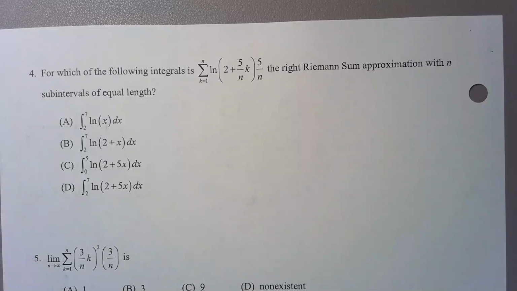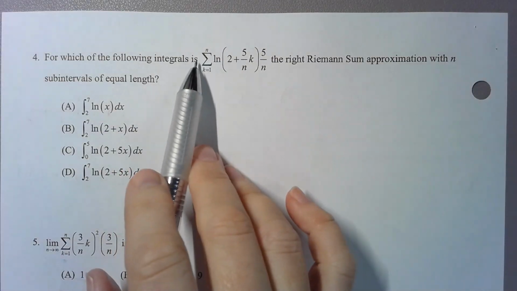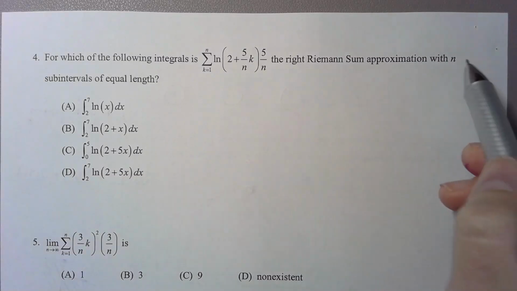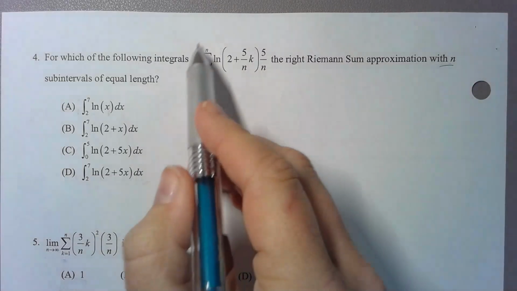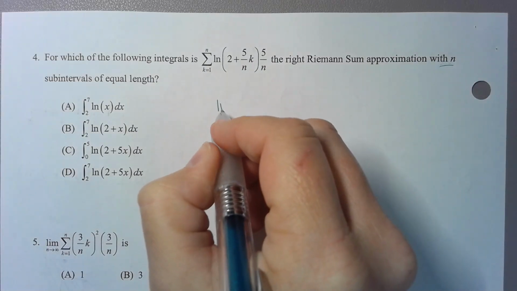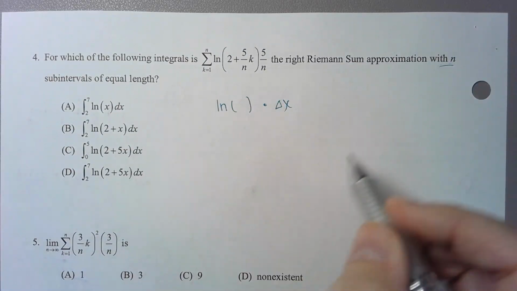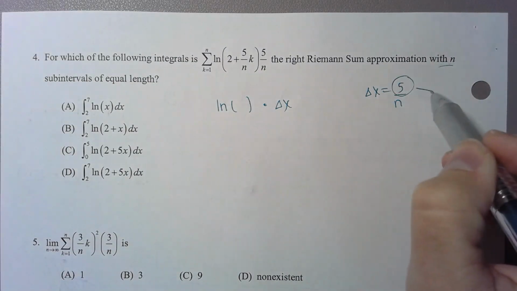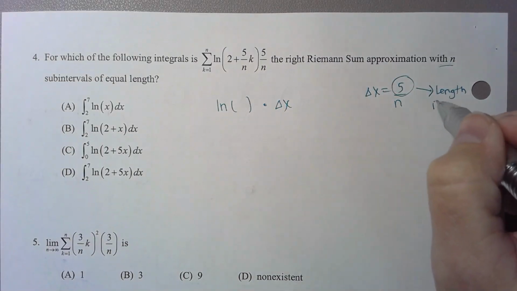All right. So let's take a look at 4. It's similar, it's going backwards, right? Now, there is no limit in front. That's okay. It just means that we don't know the number of rectangles. They're just saying we're going to use n subintervals. But the same kind of idea. I'm adding up a bunch of rectangles, and I have the natural log of something times this delta x of 5 over n. And if delta x equals 5 over n, that means the length of the interval is 5.